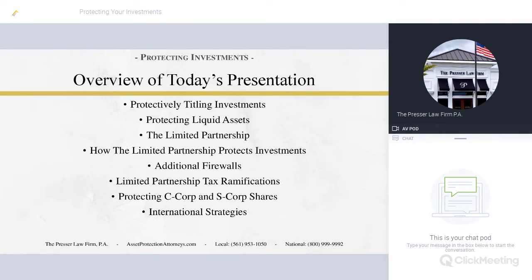We'll be using the limited partnership as an example and how to use the partnership to protect your investments. We'll talk about other strategies and how you build up on the limited partnership in order to create additional firewalls, some of the tax consequences, and then we'll touch a little bit about corporate ownership in terms of protecting that corporate ownership. And finally, we'll talk about how international strategies interplay with investment strategies.